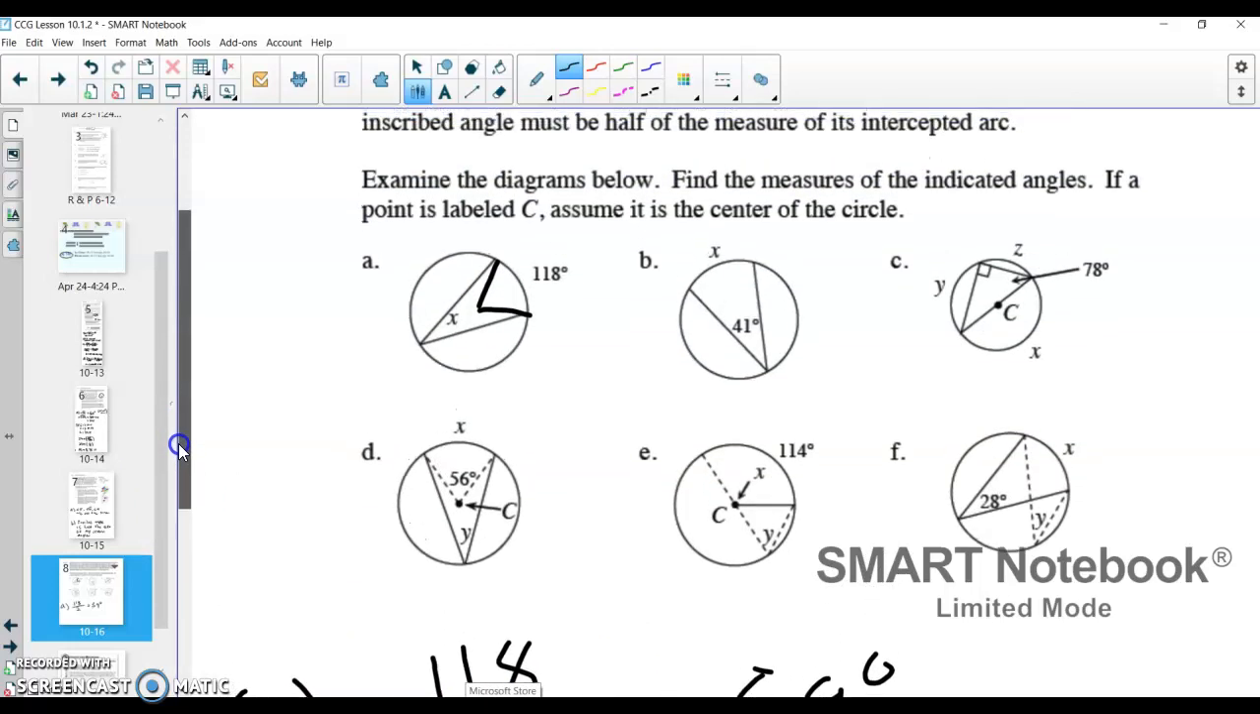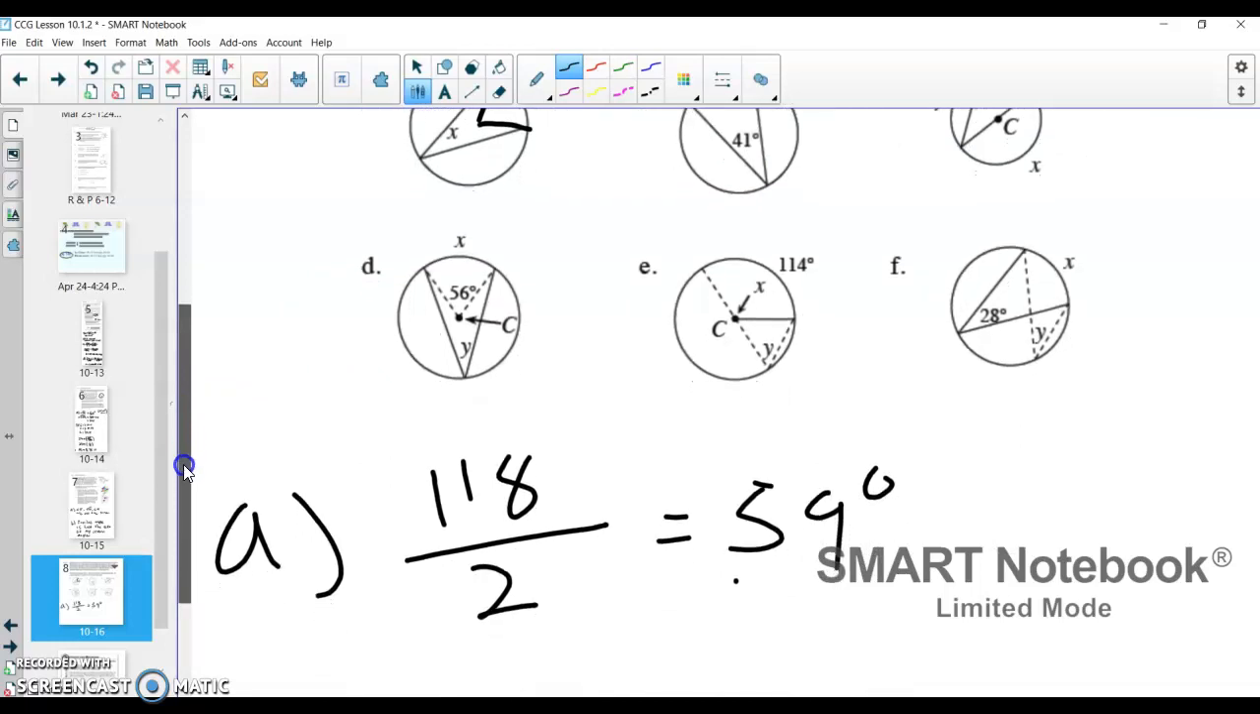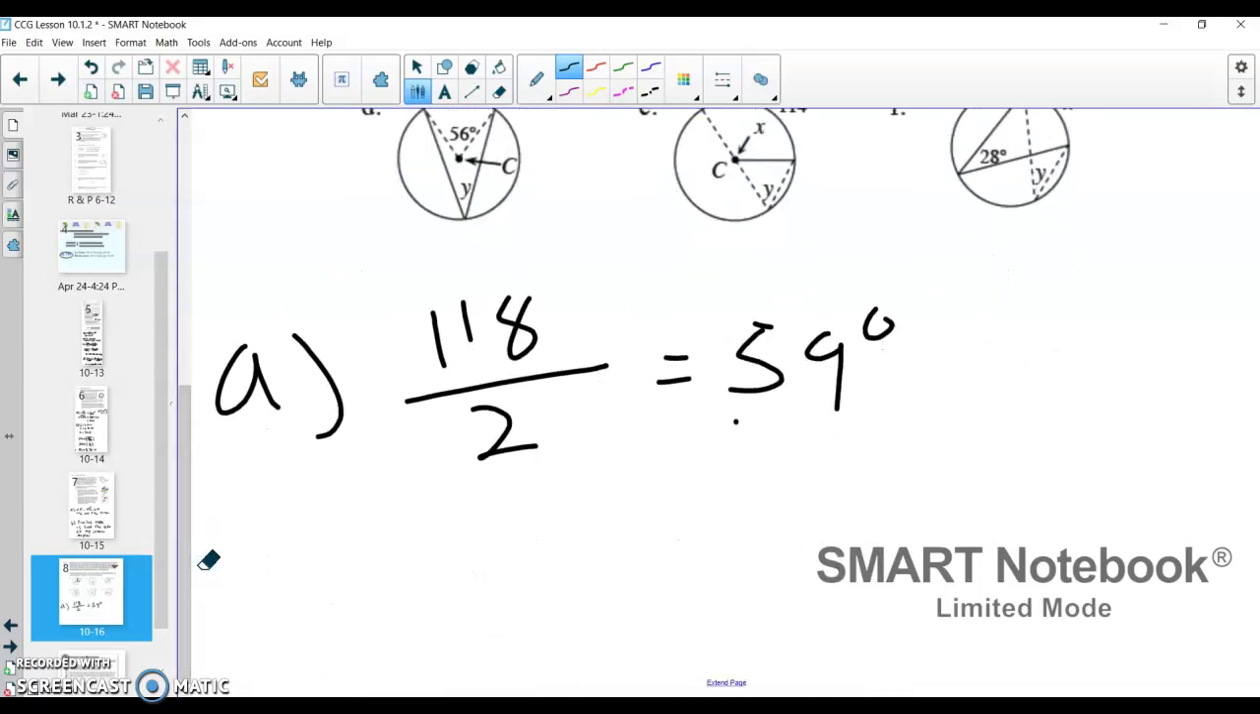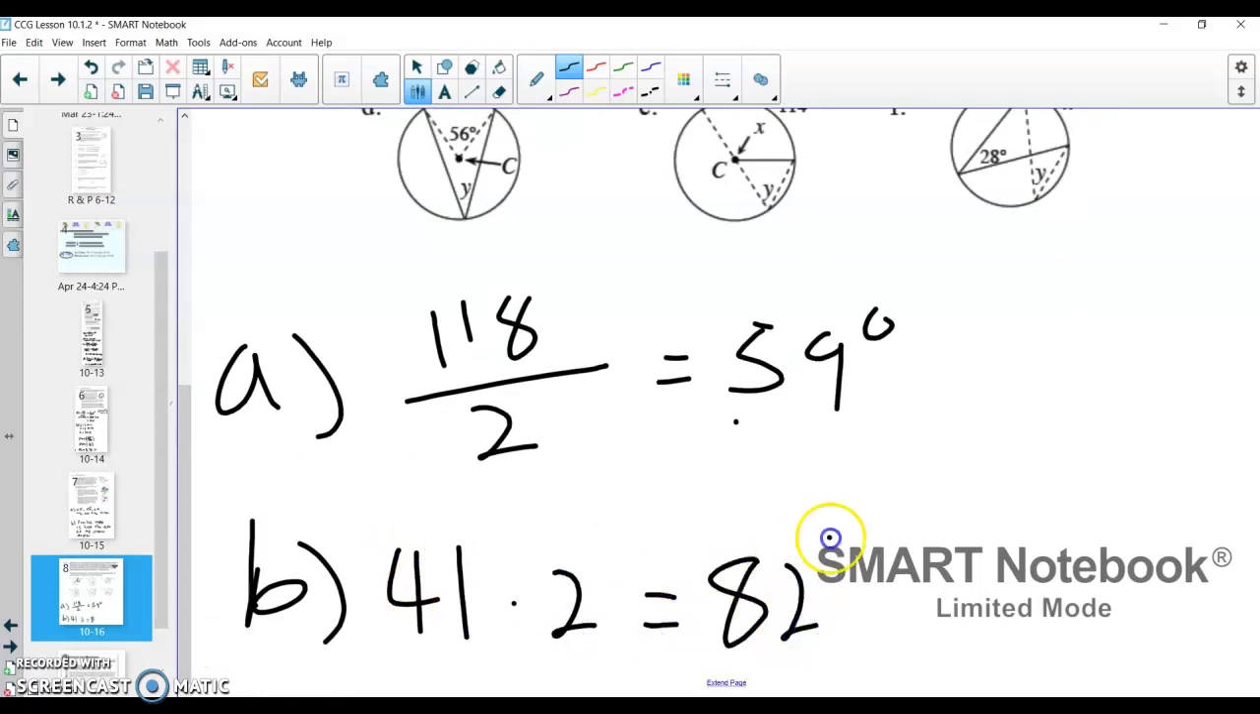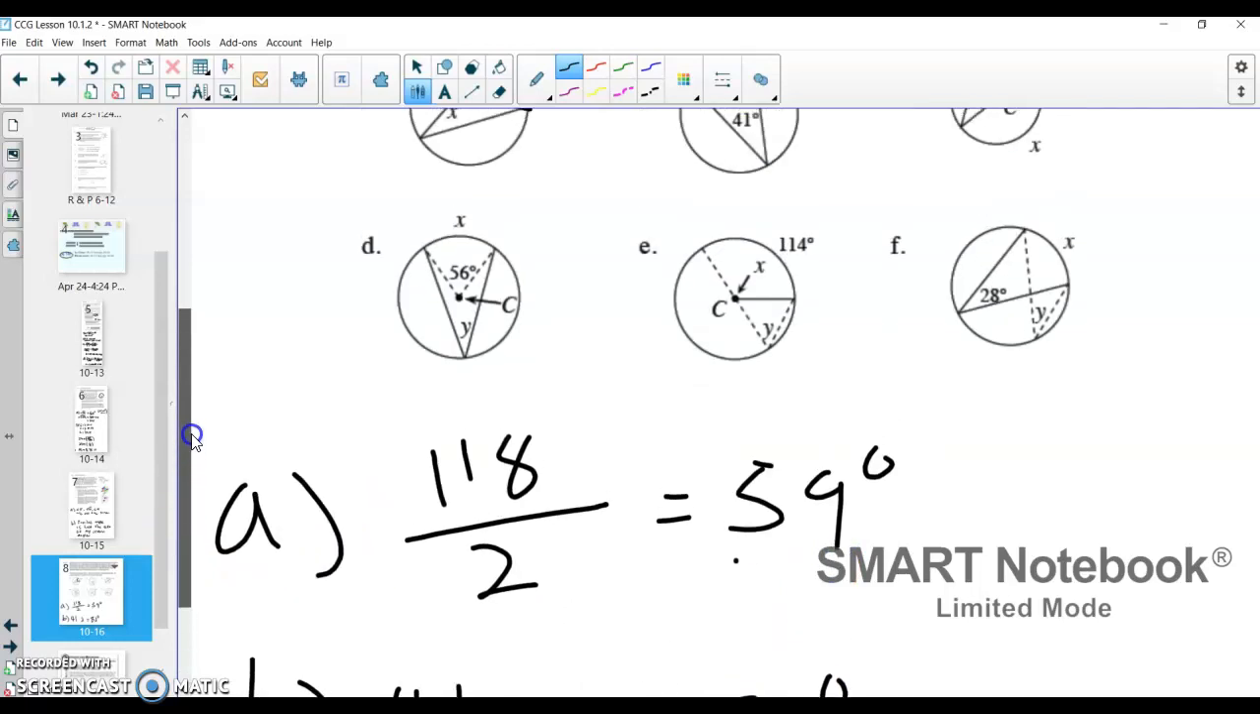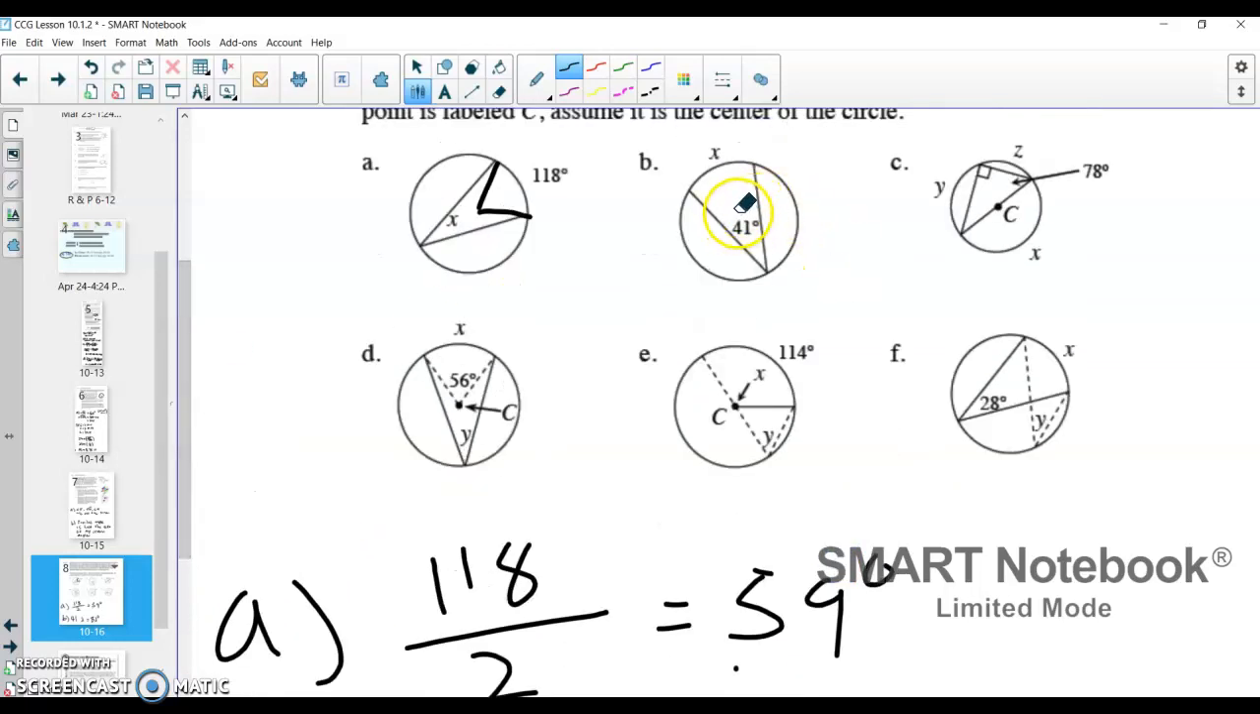All right. B is kind of similar, just working the other way. You're given an inscribed angle of 41. Well, that means the central angle would be 2 times as big, and that central angle is the same thing as the measure on the outside. So instead of dividing it in half, we're going to multiply it by 2. For part B, we take that 41 and multiply it by 2, and we get 82 degrees as our answer. That 82 would be the central angle, and that central angle is the same as the measure on the outside.